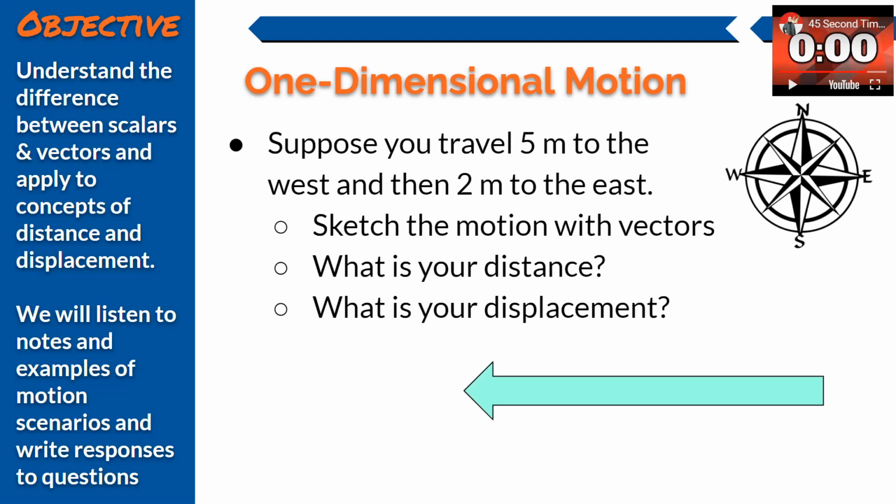All right, so again, sketching that. 5 meters to the west, I added a compass rose up there. Hopefully you know north, south, east, west. You know your cardinal directions. But if I wanted to draw 5 meters to the west, it looks something like this. And then 2 meters to the east, I'd be at the end of that first arrow going back east. So that is what it would look like if you went west and then back east.